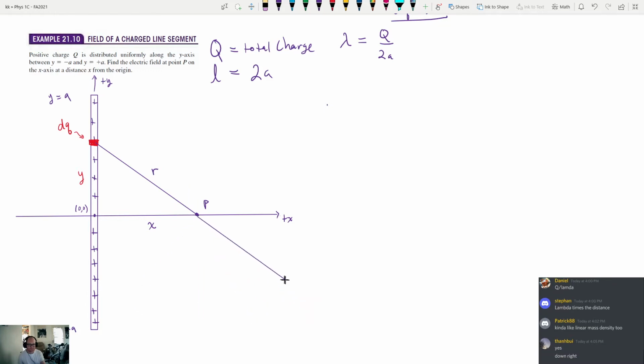Down to the right? Give other people some time. Down and to the right? Yeah, it always goes away, right? It always points away. So, definitely down and to the right.